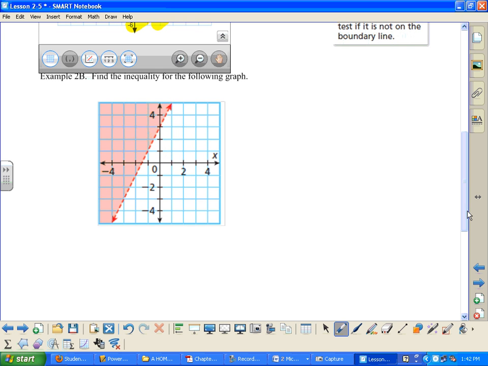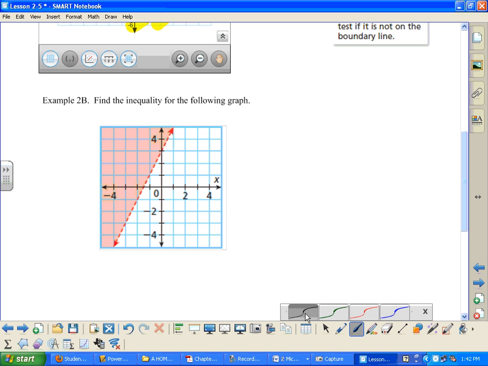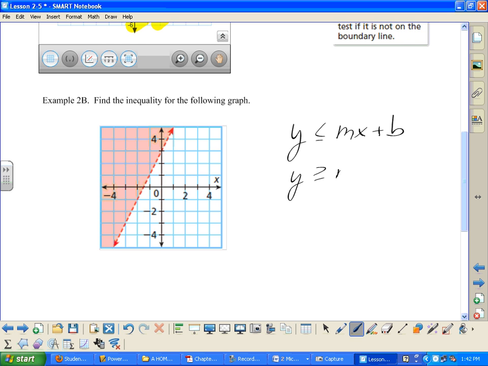Here I have a graph, and we want to find this inequality. So that means we're going to do either y is less than or equal to mx plus b, or y is greater than or equal to, or it could just be less than or greater than. Okay. So let's think about it first of all. It's a dotted line, which means what? Okay, so it's going to be greater than or less than, right?